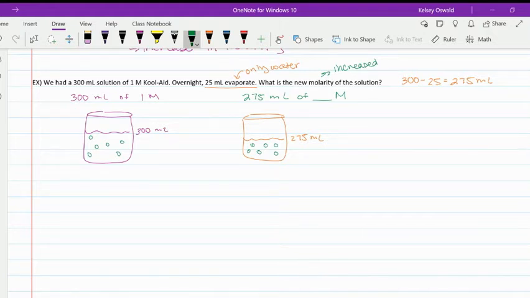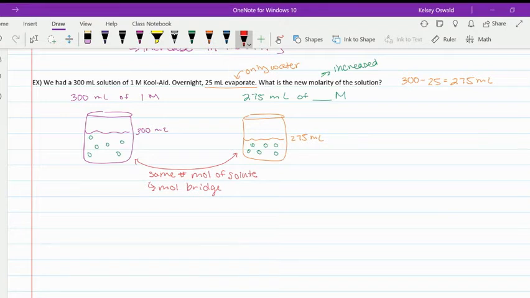So the way to do this is going to be the fact that we have the same number of moles of solute before and after the evaporation. That solute didn't leave when water evaporated. So just like in that previous problem, the moles are going to be our bridge.